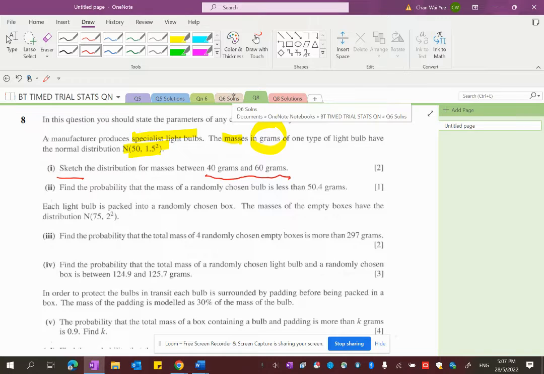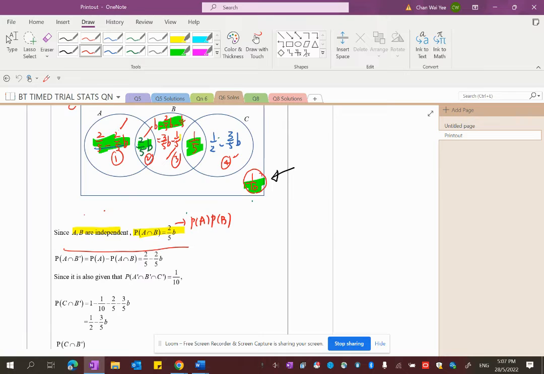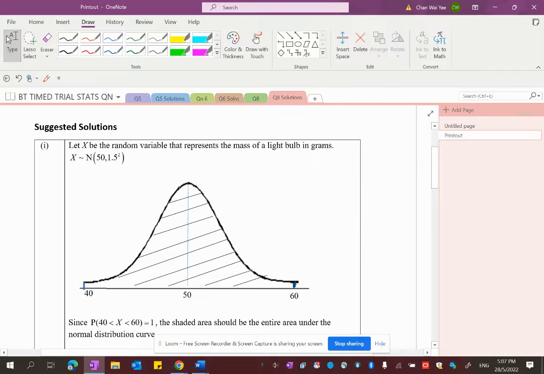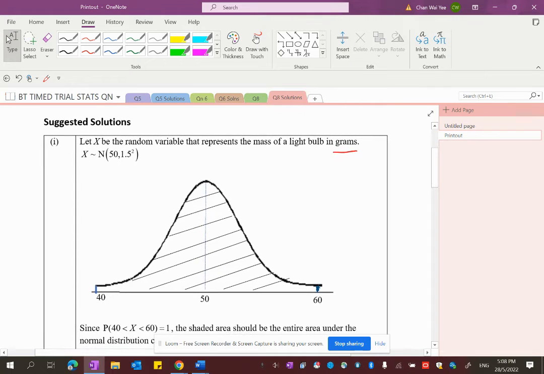Before we draw the normal bell curve for part 1, we need to define the random variable. Please be mindful about that. Let X be the random variable that represents the mass of light bulb in grams. For normal distribution, always remember to state the units of measurement. Then after that, you should also identify and state the normal distribution. So for this case, mu equals 50 and sigma equals 1.5, where mu and sigma are mean and standard deviation.